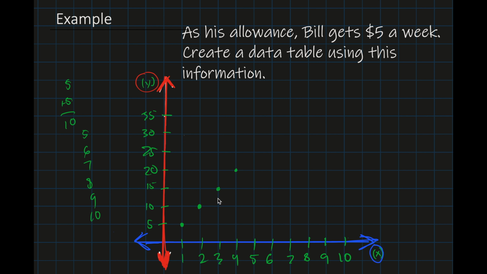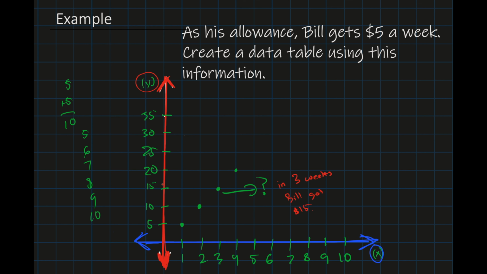But now say I suddenly want to name one of these. What does this point represent? This is just like a quick pop quiz, I suppose you could say. What this represents is that in 3 weeks, Bill got $15, right? And that might have been a little harder to see in the data table.